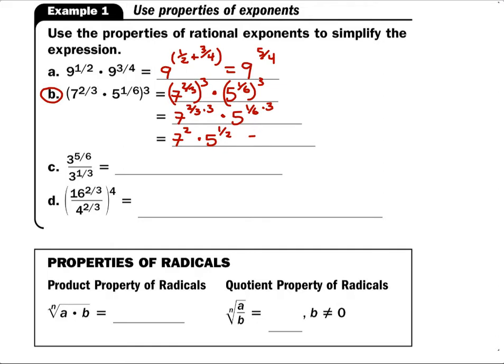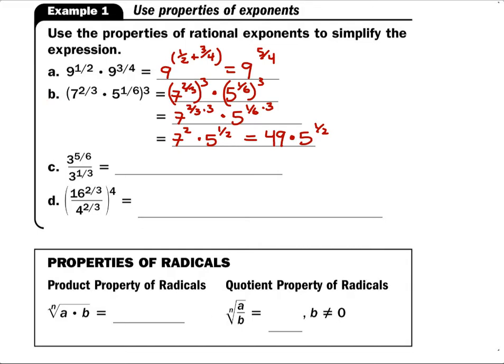And we can finish this just a little bit more, because 7 squared is a relatively nice number. It's 49. So our answer is 49 times 5 to the 1/2. All right, that's what's going on in B there.